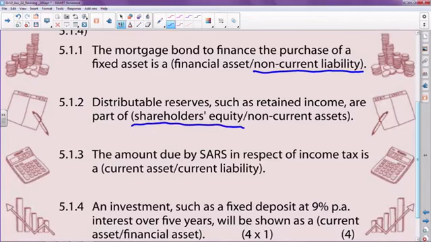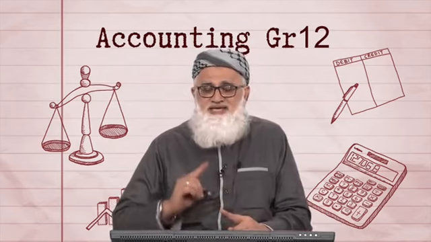The amount due by SARS in respect of income tax is what we refer to as a current asset. SARS owes us the money, and therefore, whenever we're dealing with SARS income tax, the question I always ask is, what type of account is SARS income tax? And your answer is, it depends. In this case, it's a debit balance, therefore a current asset.